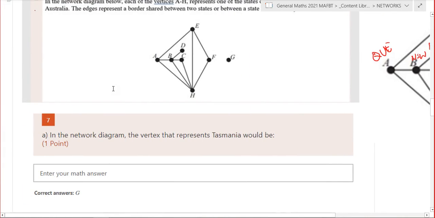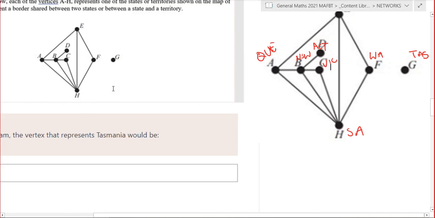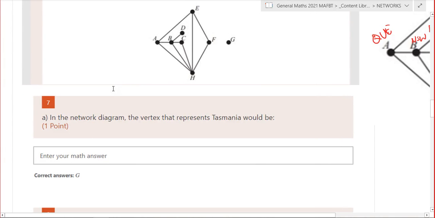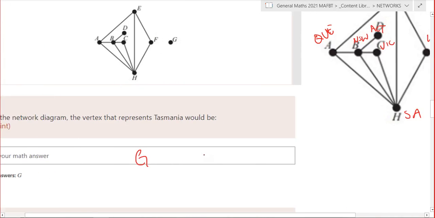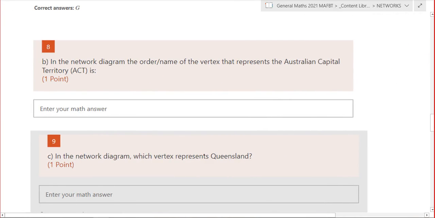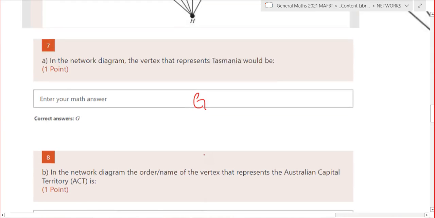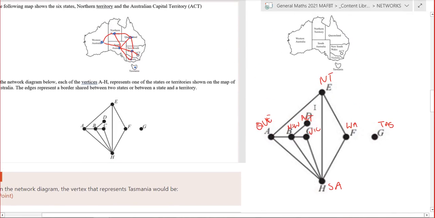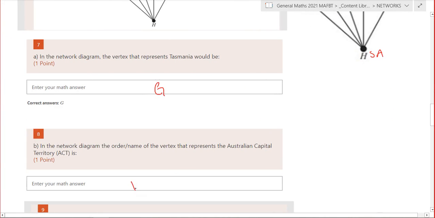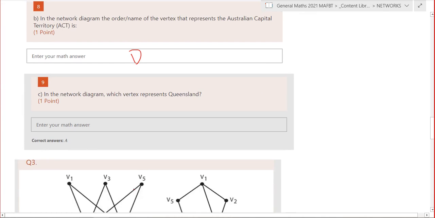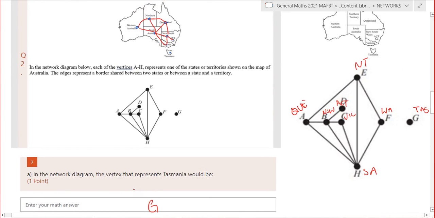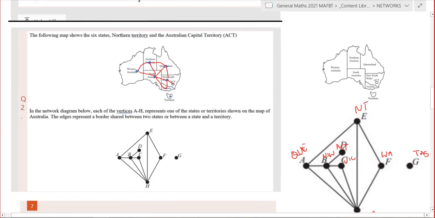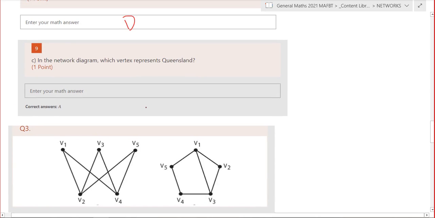So which vertex represents Tassie? Well, Tassie was G. All right, that's pretty easy. Which vertex represents ACT? If you look at ACT, it would be D. And which vertex will represent Queensland? Queensland would be A, right there. All right, easy.